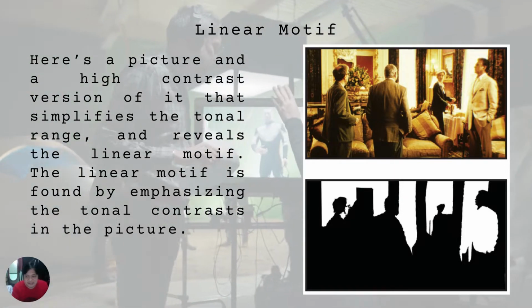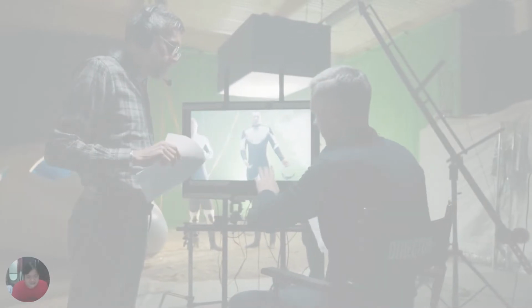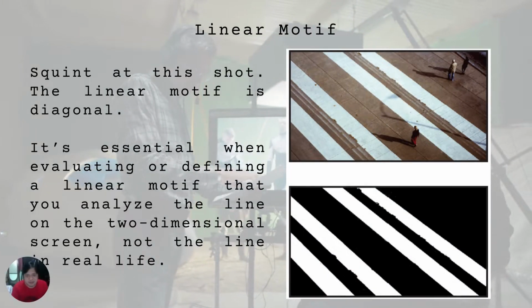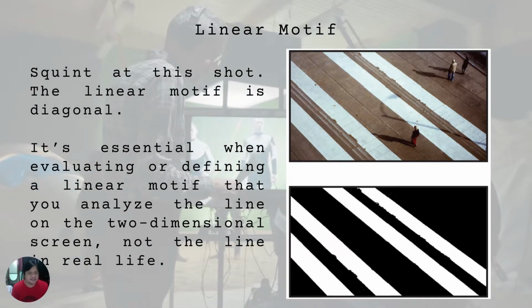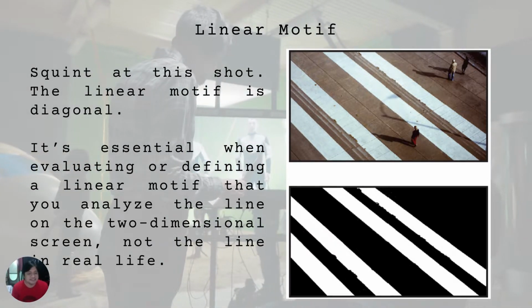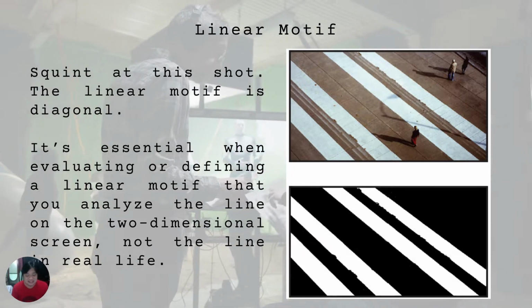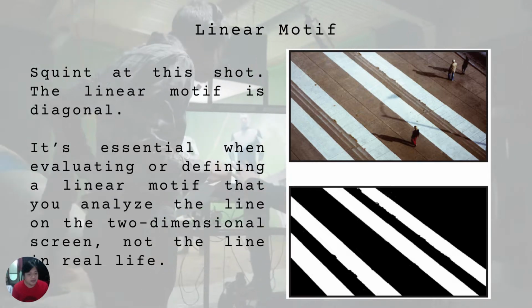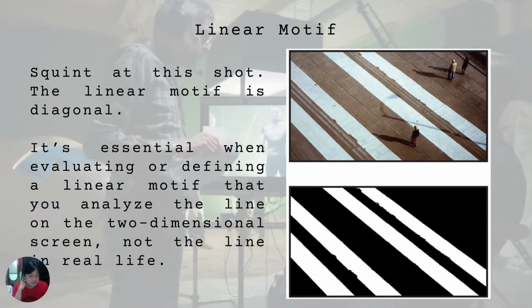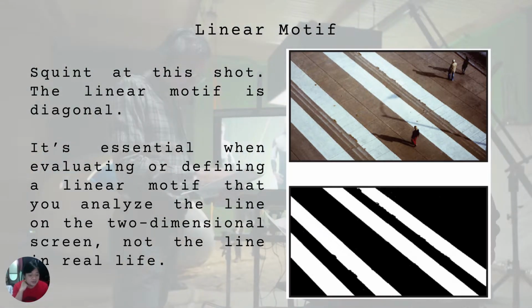I'm going to give you a clearer example. Squint at this shot and the linear motif is diagonal, as you can see in the image below. It is essential when evaluating or defining the linear motif that you analyze the line on the two-dimensional screen, not the line in real life.